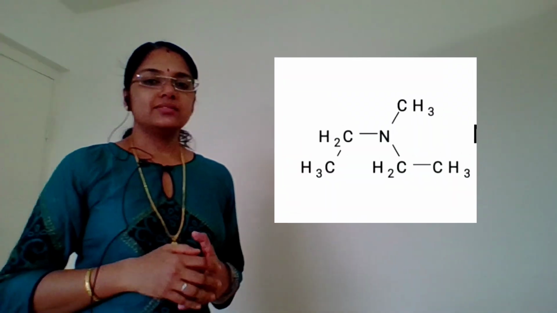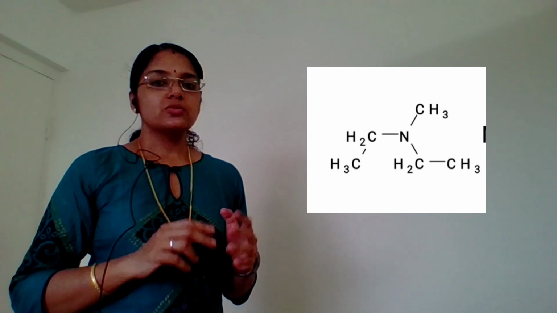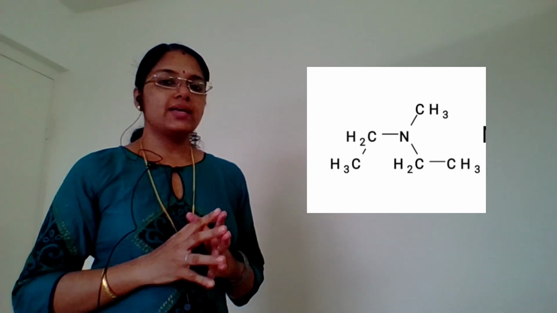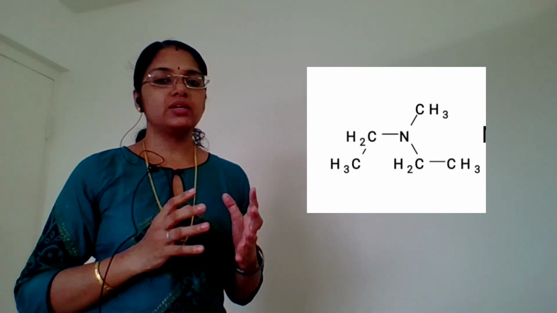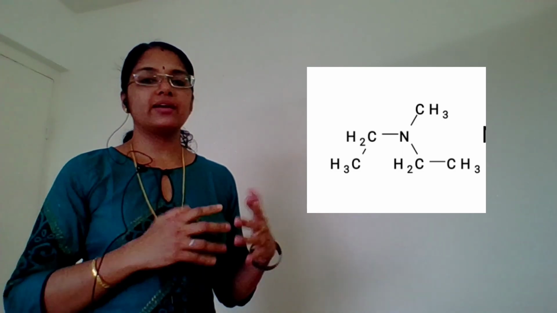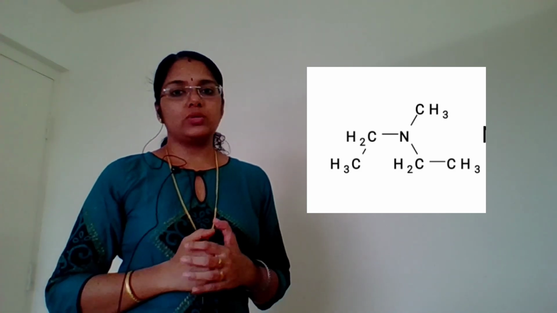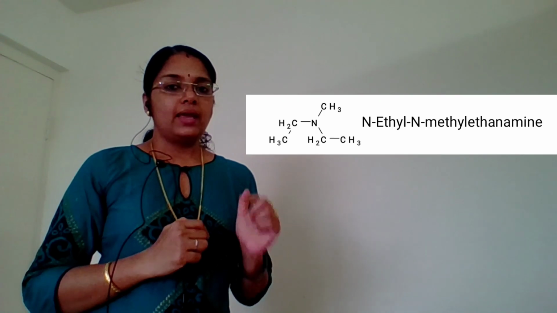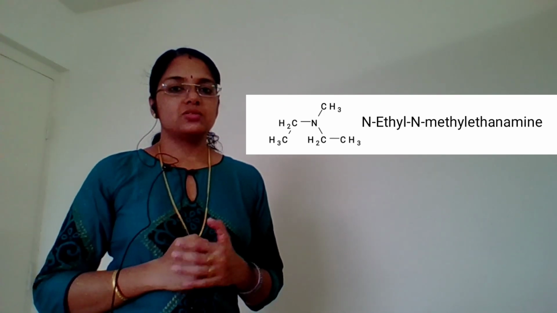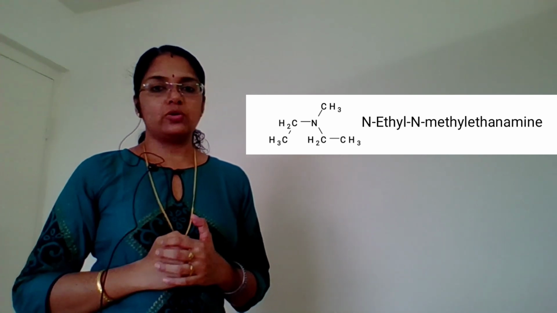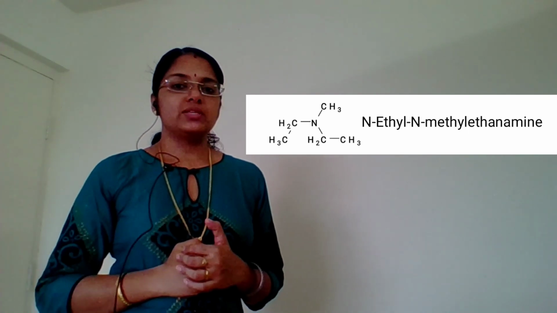In the next structure, there are again 2 ethyl groups and 1 methyl group. So we have to consider ethyl as the chain, because we have to select the longest chain first. So one ethyl group can act as the chain and the rest, that is 1 ethyl and 1 methyl, can act as substituents. So we can name it as N-ethyl, then N-methyl, then ethanamine. So we have to name according to alphabetical order also. So N-ethyl-N-methyl ethanamine as its IUPAC name.